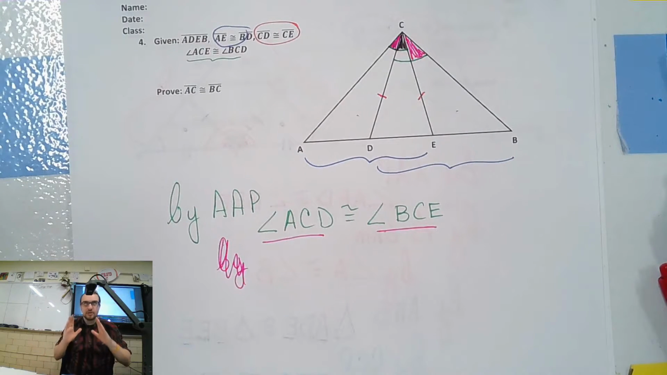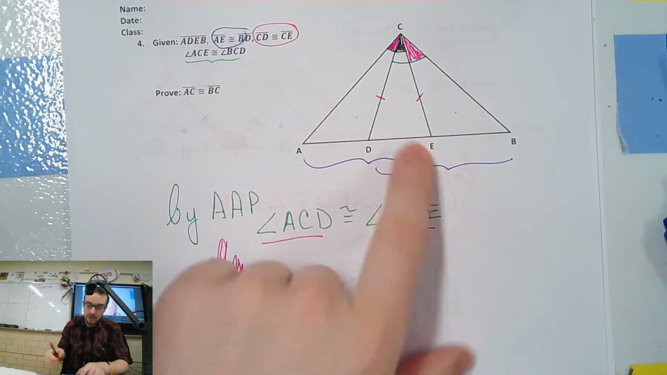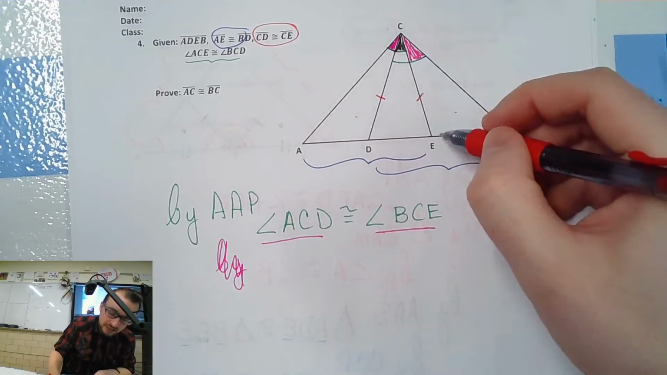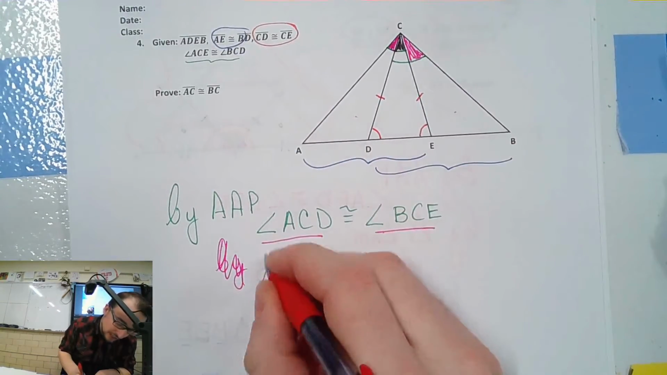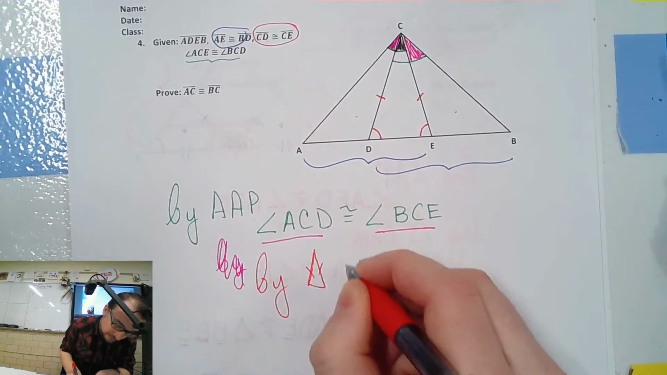Isosceles triangle theorem. Isosceles triangle theorem is when we have two sides and we get the angle. So what two sides do we have congruent? Here and here? Okay. So we have DC and CE congruent. So that means these angles must be congruent. So by isosceles triangle theorem.